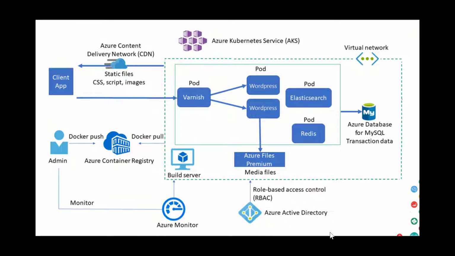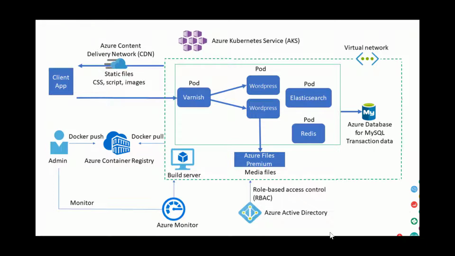You can use Azure Container Registry to create your WordPress Docker images that can be easily deployed onto the AKS cluster, as there's seamless integration between Azure Container Registry and AKS. Azure Monitor allows you to collect and store various metrics and logs.